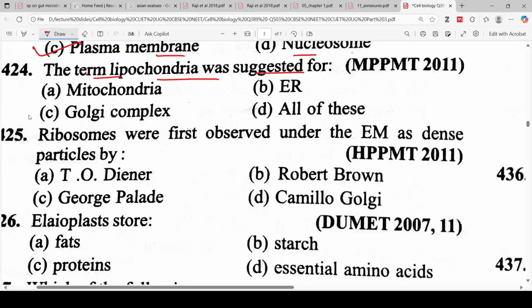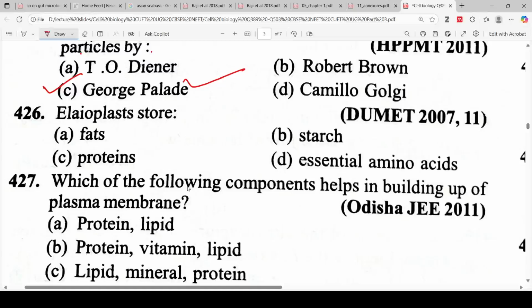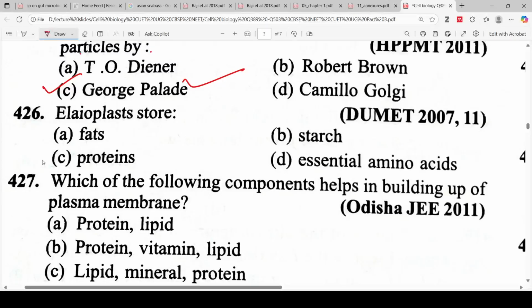Option C will be the correct answer. Ribosomes. Next question, ribosomes were first observed under electron microscope as dense particle by. So 4 options are given. So the correct answer will be option C, George Palade.